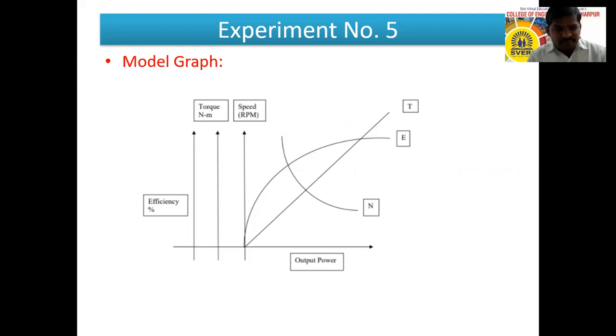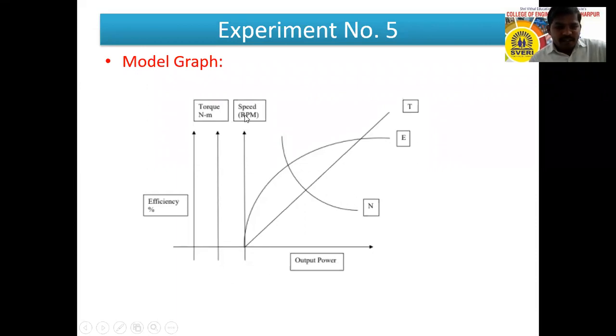After that, we want to calculate the efficiency versus output power characteristics. See, efficiency versus output power. If output power increases, then efficiency also increases. At some minimum output power there is some efficiency present. After that it starts increasing with increase in the output.